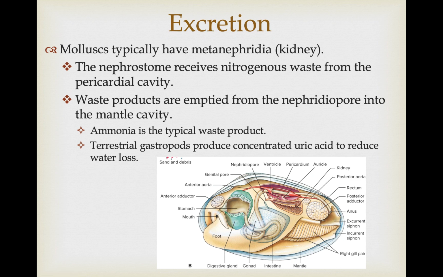Mollusks typically have metanephridia, or sometimes just referred to as their kidney. The nephrostome receives nitrogenous waste from the pericardial cavity, and then this pushes it into the metanephridium, where waste products are emptied from the nephridiopore into the mantle cavity for removal from the body. And the typical waste product is some form of ammonia, but that's not going to work in the terrestrial gastropods. Remember, in the terrestrial environment, you have to worry about losing too much water. So the gastropods concentrate their waste into uric acid crystals to preserve more of the water that they have.